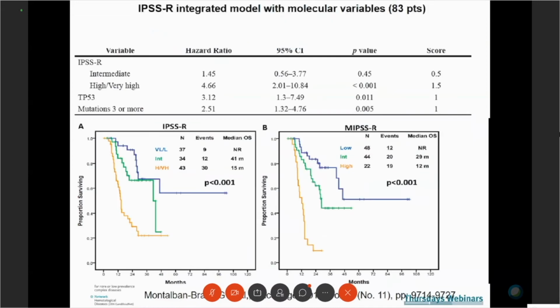Because of these data, there have been several attempts to implement the mutational studies into the IPSS-R, the international prognostic scoring system. This is a very interesting paper on, I would say, a limited number of patients, but with nice results, because the authors included 3 mutations or more, or the mutation of TP53, in the IPSS scoring system and called it molecular IPSS-R. And as you may see, the stratification of patients is really optimal.